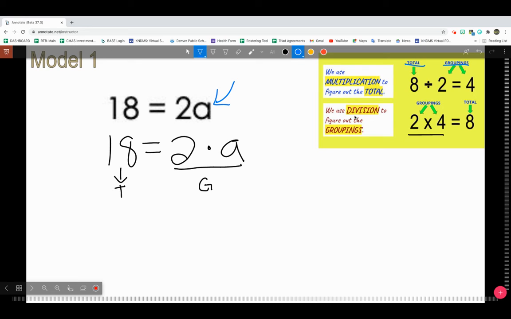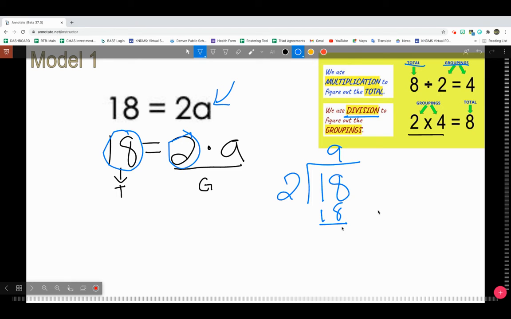And how do I find groupings? I divide. So in order for me to figure out what a is, I need to take that 2 and that 18 in my equation and divide them. I'm going to do 18 divided by 2, which is 9. So right now what I'm saying is that a should equal 9.